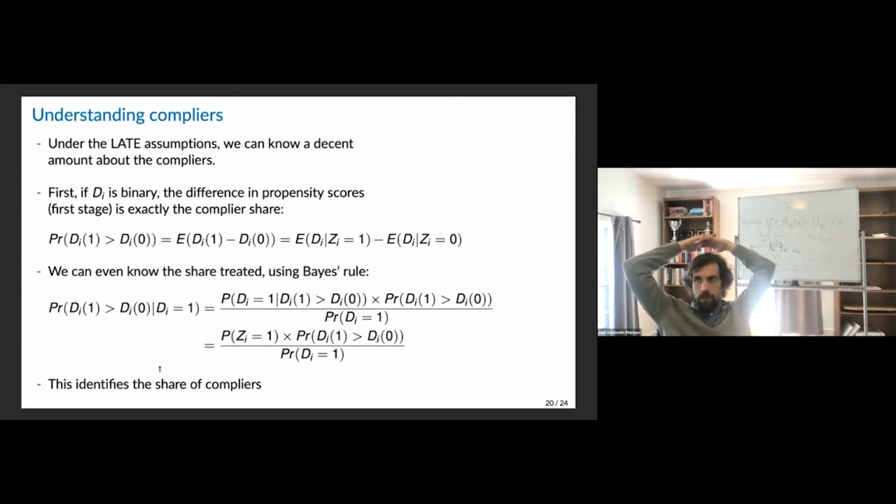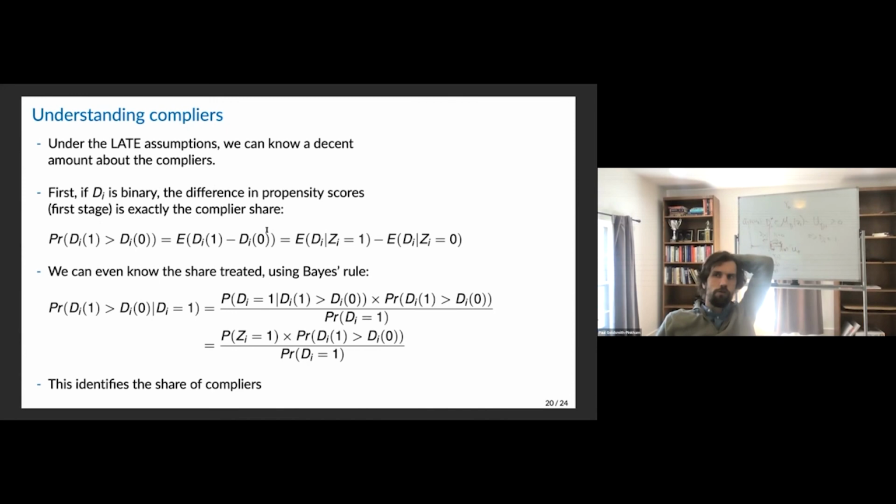What's interesting is that under the assumptions from LATE, so exclusion, first stage, monotonicity, we can actually know a lot more about the compliers than you might think. A lot of this work comes from Alberto Abadie. Basically, a lot of this needs to be binary for this to work, although you could put some additional structure on it and still back this stuff out.